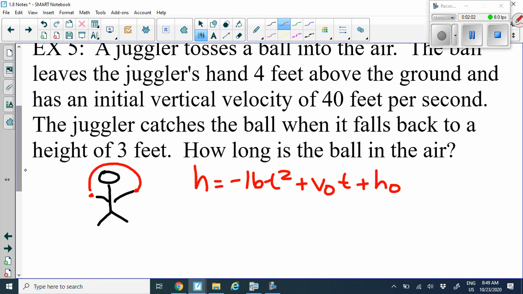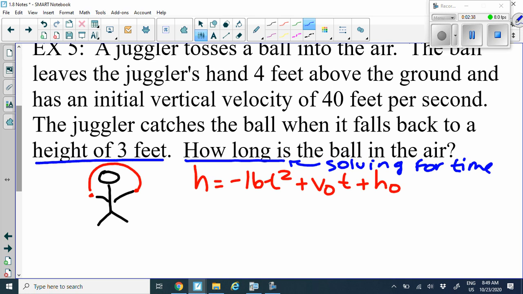Now notice what it's asking us: how long? When we think about how long, what are we trying to solve for? We are trying to solve for t, or time. That means we will need to plug something in for h, v naught, and h naught. So h represents the final height. Where does this juggler catch the ball? It says in the second to last sentence that the juggler catches the ball when it falls back to the height of 3 feet. So that's where I'm going to put that.